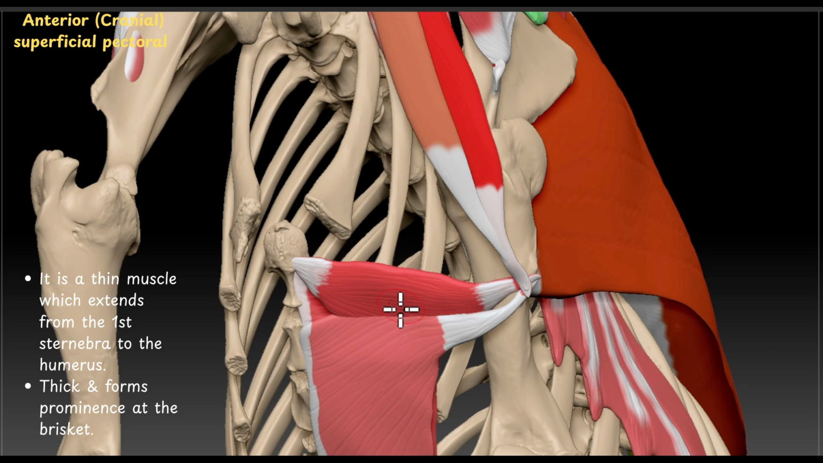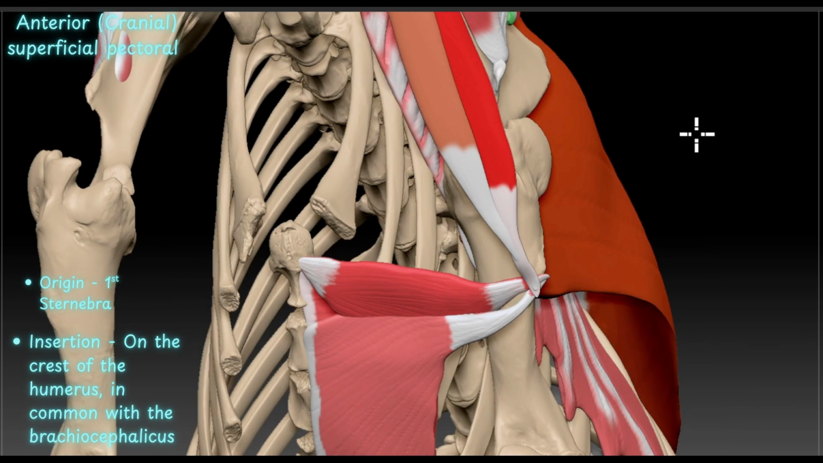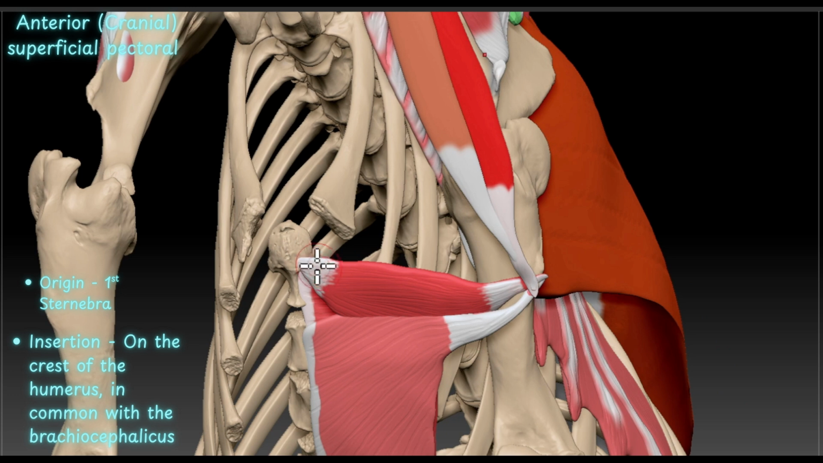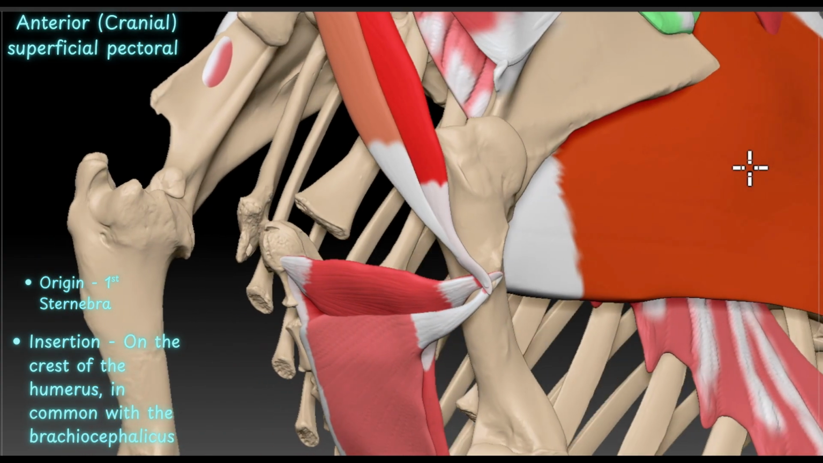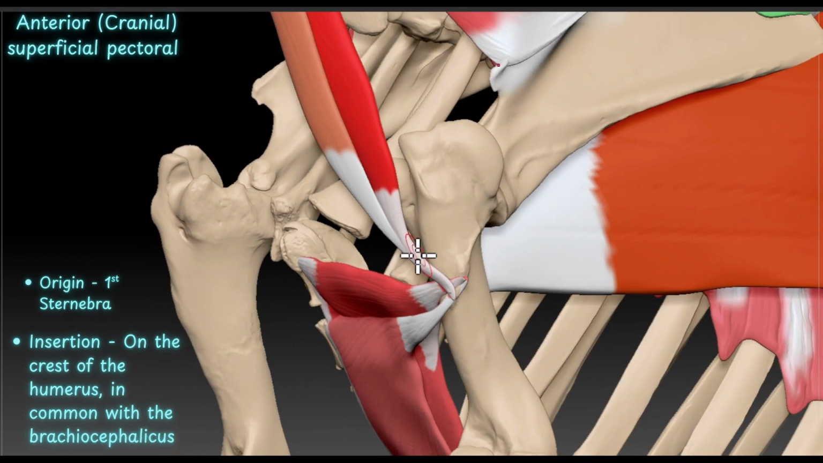Very, very important point. So you can clearly see the origin. The origin is from what? First sternebrae. This is the origin of the muscle. Insertion on the crest of the humerus in common with brachiocephalicus. If you see the insertion point, we have already discussed it in the previous video. This is the insertion point of the brachiocephalicus.